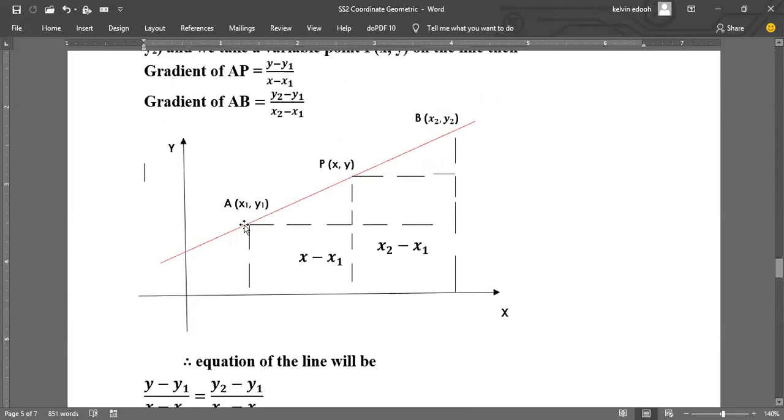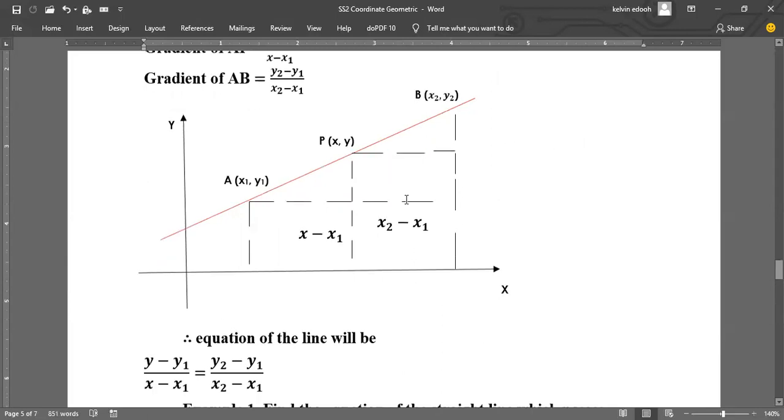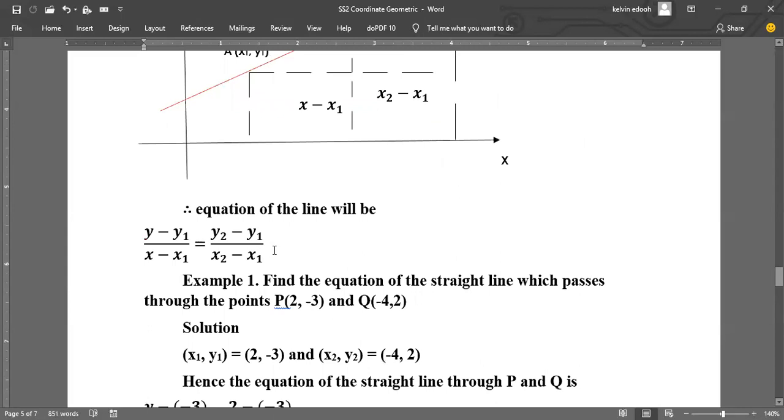They give you the 2 points, A and B. We pick an arbitrary point here, say P. And we now do what? Calculate the slope at this point, calculate the slope at this point. You discover that the slope must be equal. So you equate them, we have this equation of a straight line.